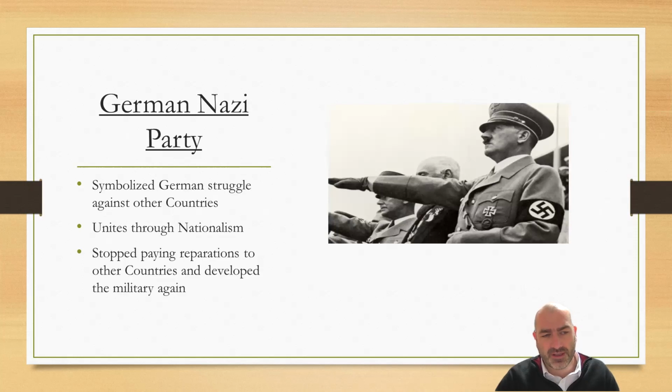So this led to a new party and a new movement appearing in Germany. This was the Nazi Party. The Nazi Party symbolized the German struggle against all the other European countries and America. Under the Nazi Party, Germany began to stop paying back their reparations, and they started to develop the military again. On the other side of the world, Japan had also begun to start a nationalistic movement, and they began to expand into other countries and other places in Asia.